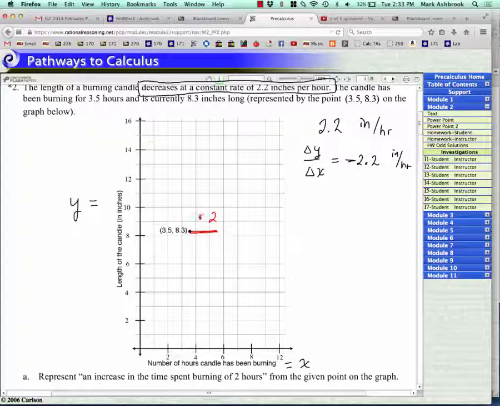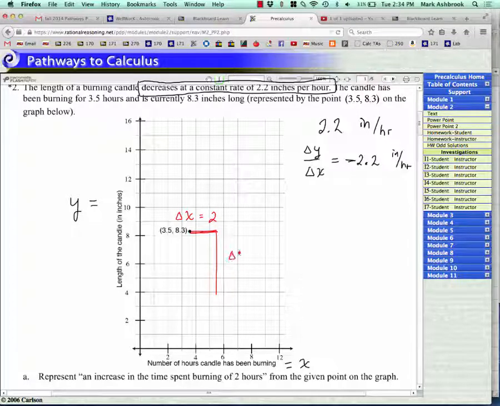Okay, so that is 2 hours. And how can I use symbols to represent that change? So what equals 2? Delta x. That's right. That red bar, we've seen this before, now represents an increase in time of 2 hours. When 2 hours goes by, the candle is going to increase or decrease in height? Decrease some amount here.